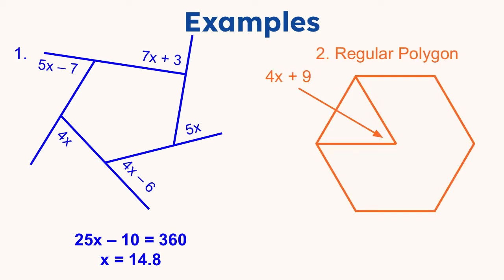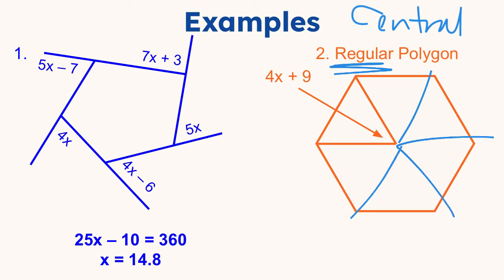In this picture, we've got a central angle. So this time, if we're dealing with central angles, they are going to add up to be 360. You've got a couple of choices for how to set up your equation. You could think, okay, I've got a regular shape, so that means all of the central angles here in the middle are the same size, so they're all 4x plus 9.